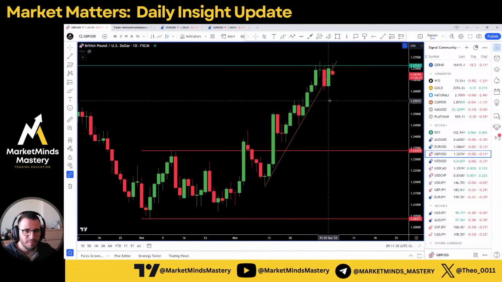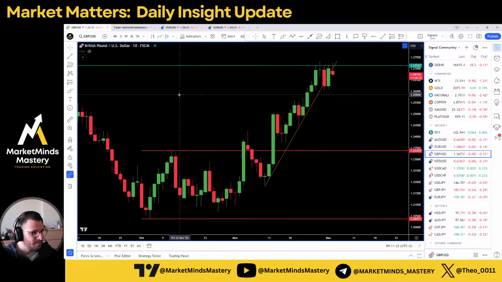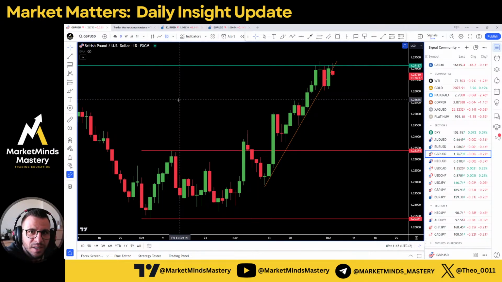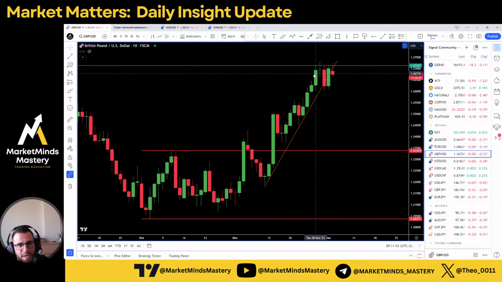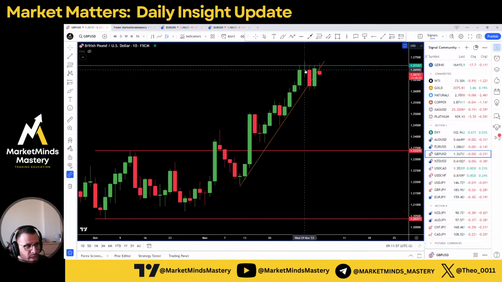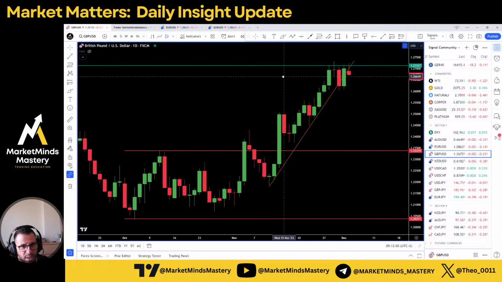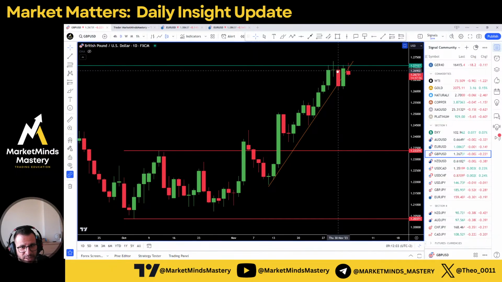Pound against the US dollar. That's a very interesting pair. Do you guys remember we said last week, and actually it was on Thursday, after this dodgy candlestick printed at resistance, we said, yeah, that might be a good scenario to short this one.